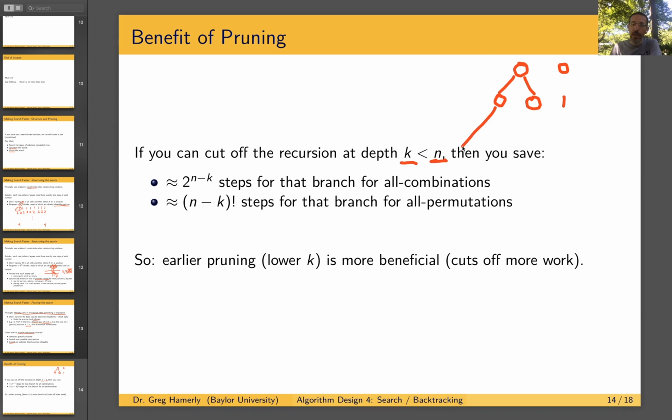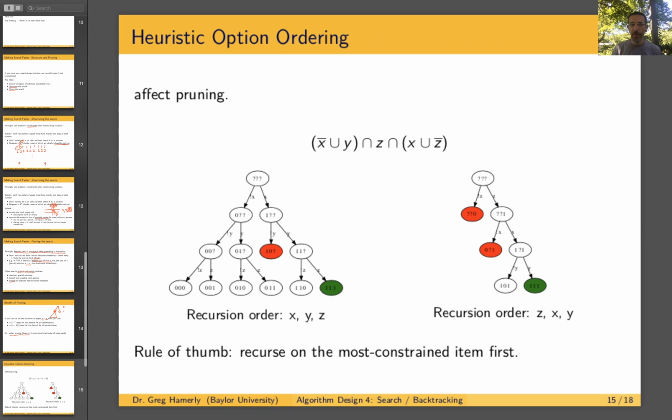So in other words, we're cutting off an entire branch. If we cut off here, we cut off an entire branch which is of size 2 to the n minus k, perhaps, or n minus k factorial. And these can be very large numbers if k is very small, if we can cut off our recursion early. So earlier pruning, lower k, is more beneficial because it cuts off a larger portion of the search space.